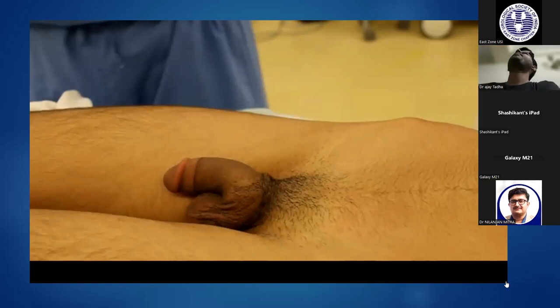Do you want to see anything in examination or anything else? Sir, any cough impulse is present or not? Yeah, associated inguinal hernia on the left side is there. That's very important. Anything more? So whether rugosity is present in the scrotum or not, affected side of scrotum.